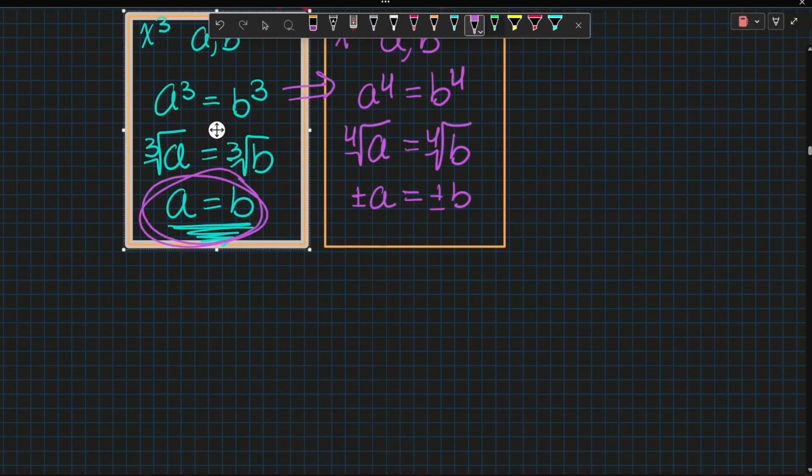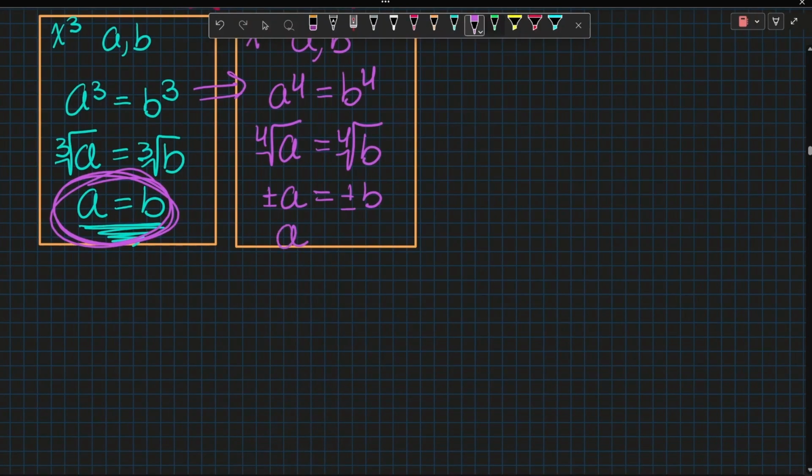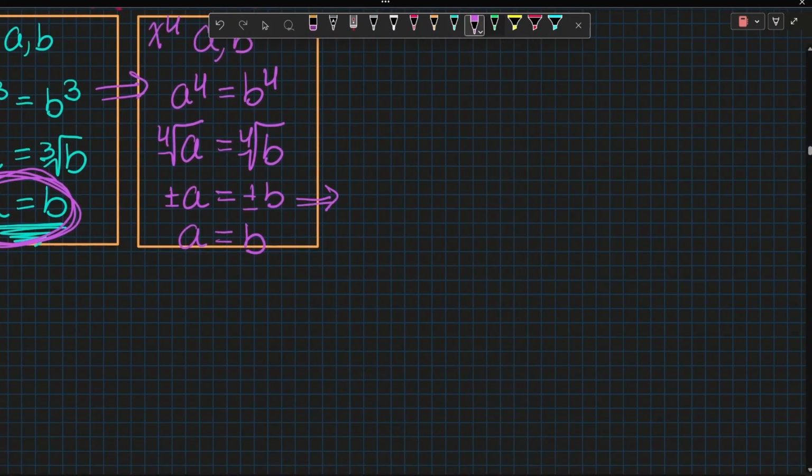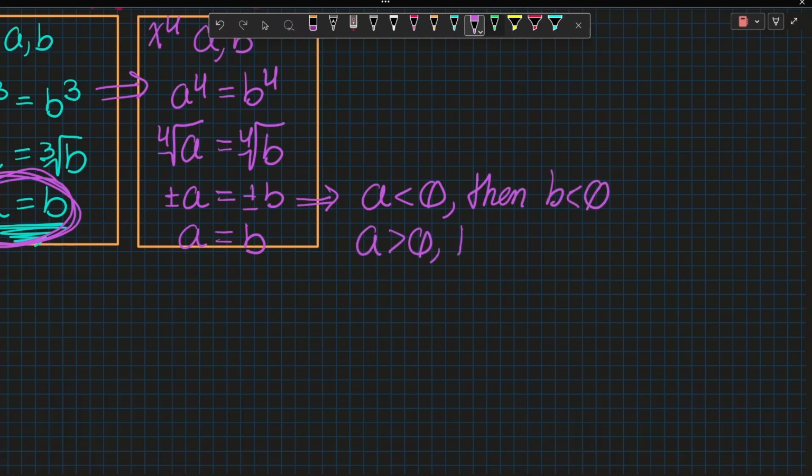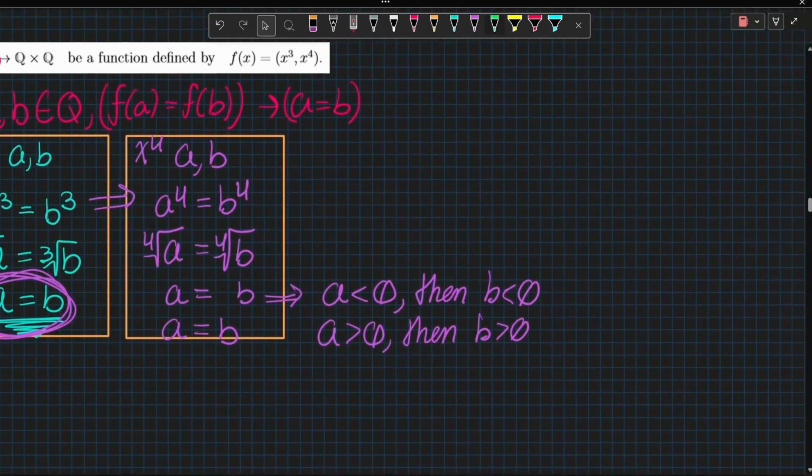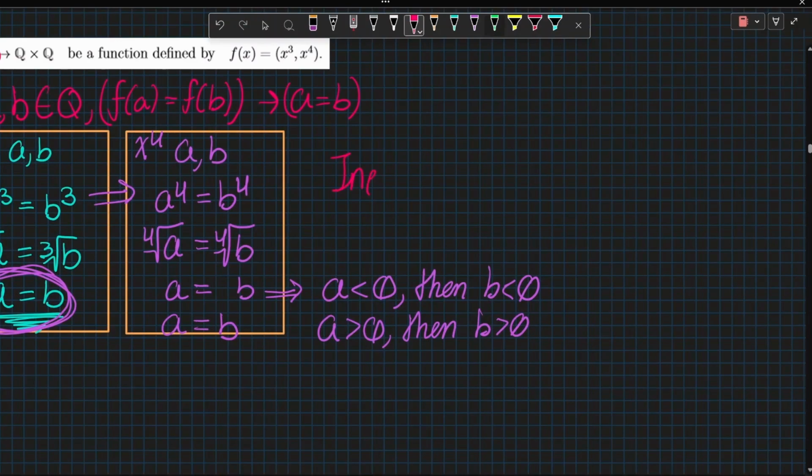By using the fact that we know that both values are equal, we can actually say here again that a and b are equal, right? Because if you expand on this, if a is less than 0 or negative, then b must also be less than 0. If a is greater than 0, then b must also be greater than 0, which means that they share signs, so their signs would cancel out. Thus, a has to be equal to b. So we have proven that it is, in fact, injective.